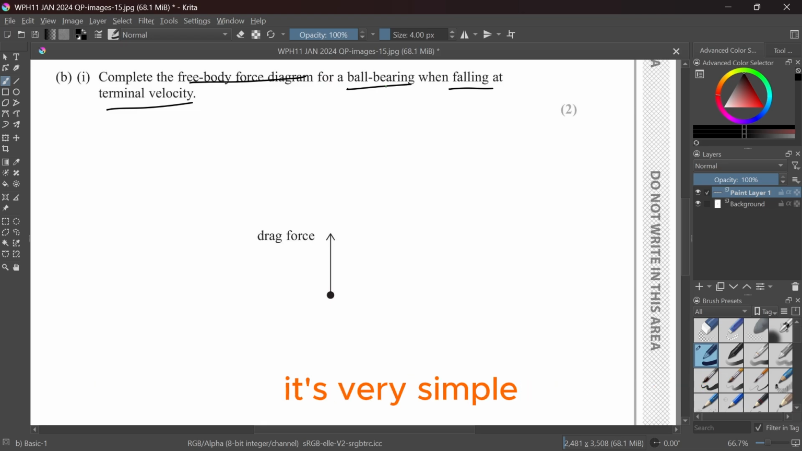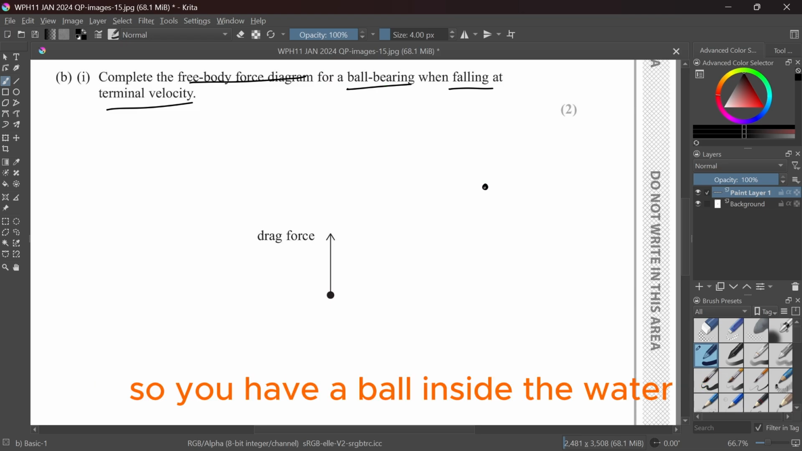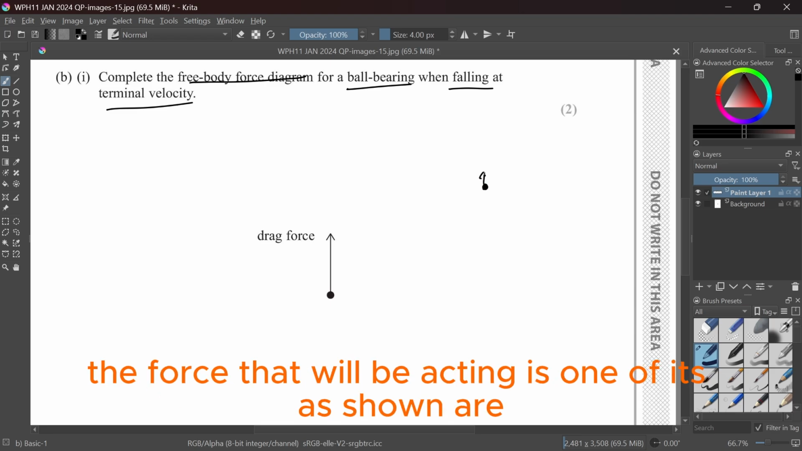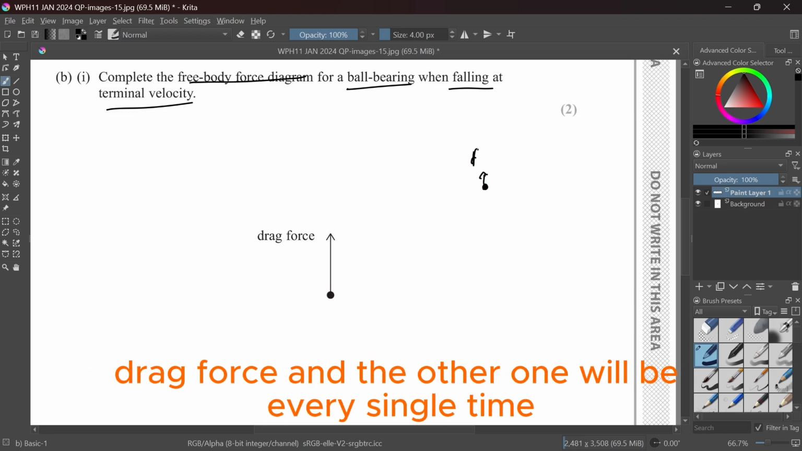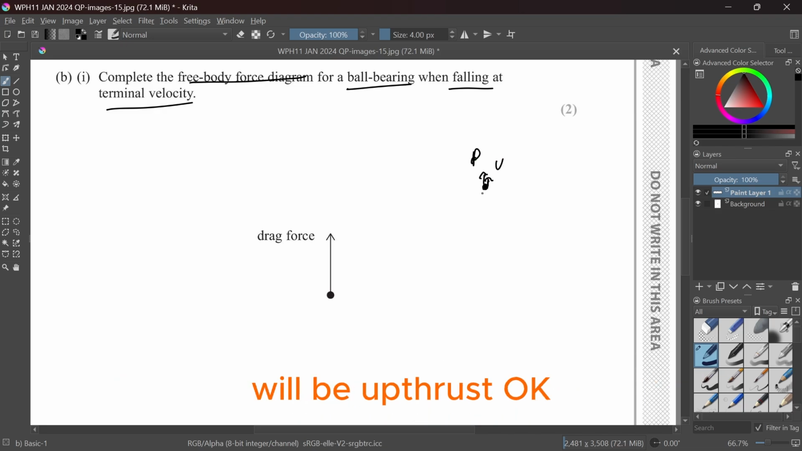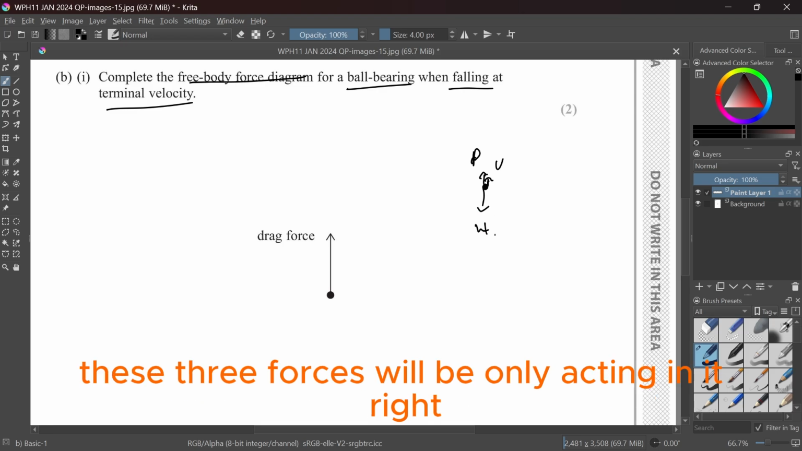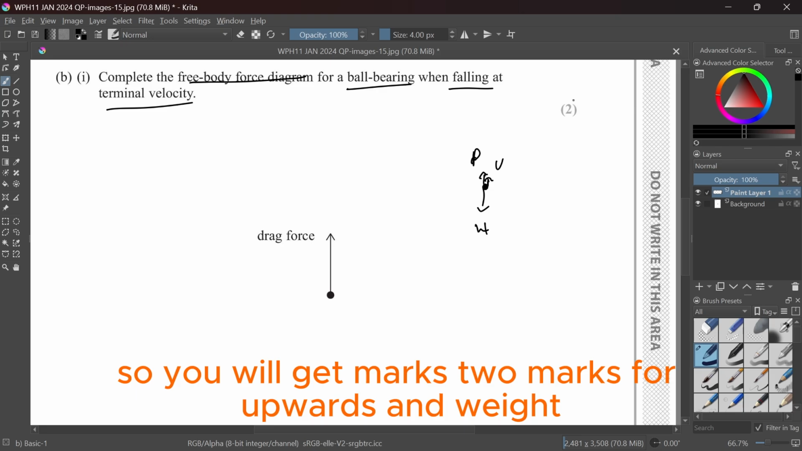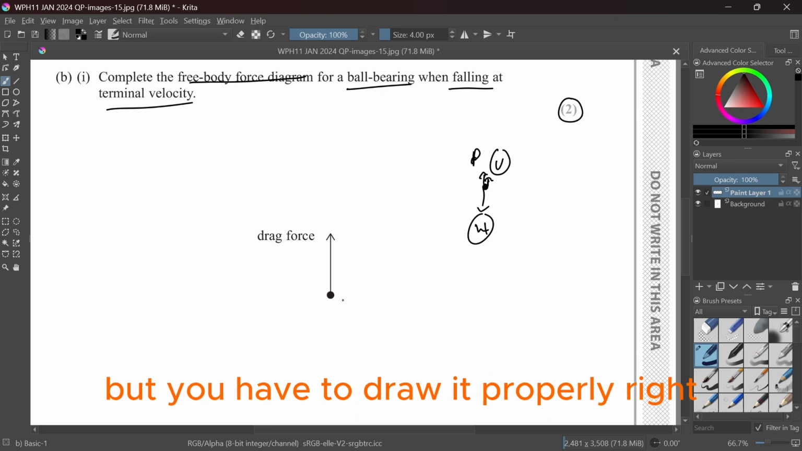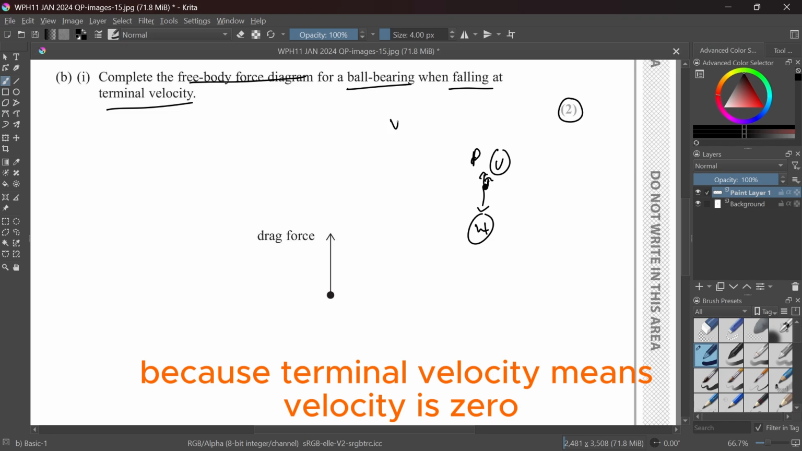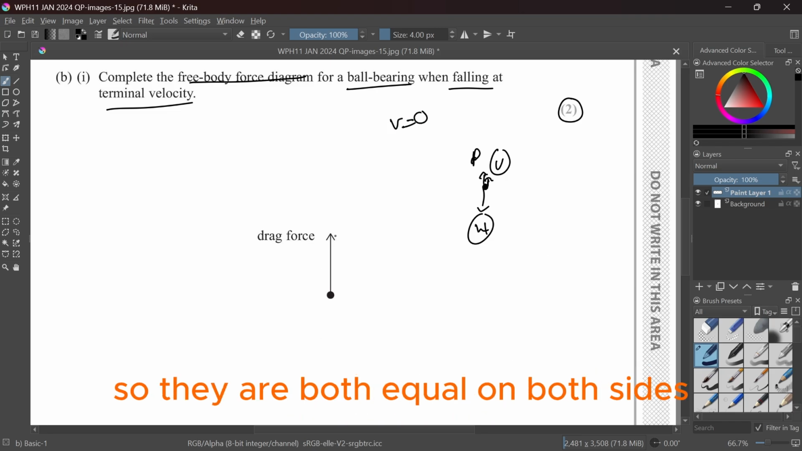It's very simple. So you have a ball inside the water. The forces that will be acting are, as shown, a drag force, and the other one, every single time, will be up thrust. And the other thing is the weight. These three forces will be the only ones acting on it, right? So you will get 2 marks for up thrust and weight, but you have to draw it properly, right? Because terminal velocity means there is no acceleration, so the forces are equal on both sides, right?